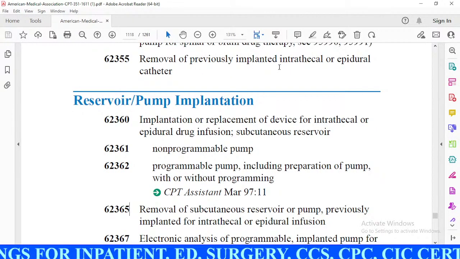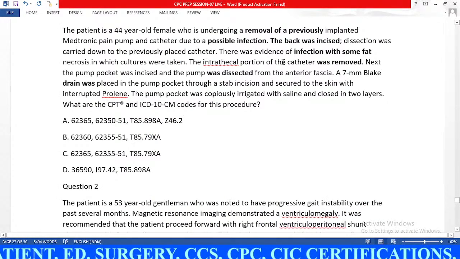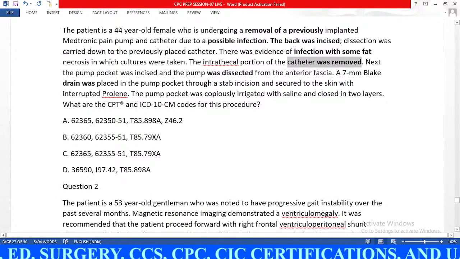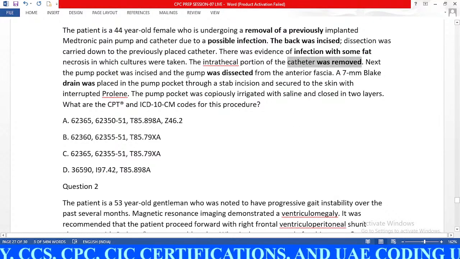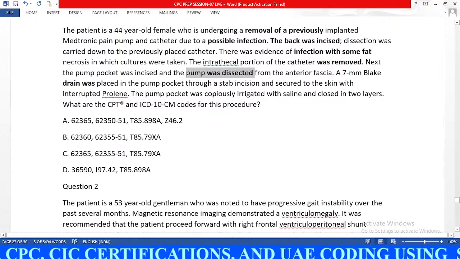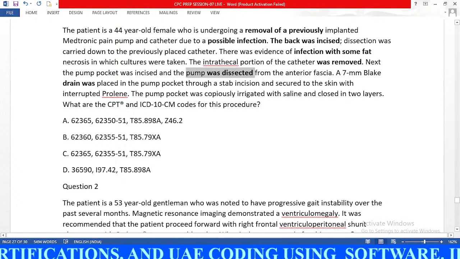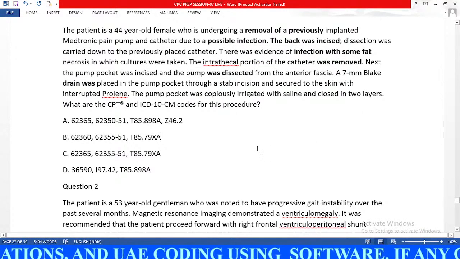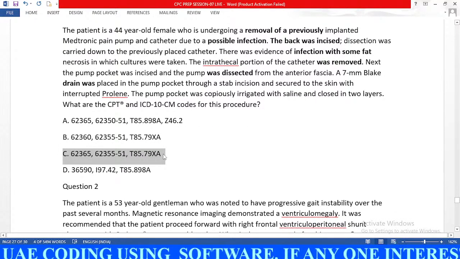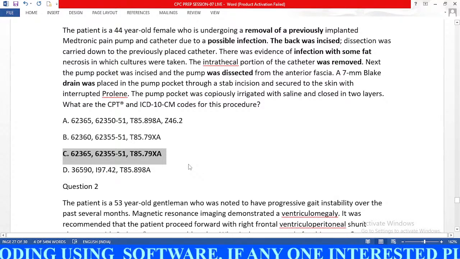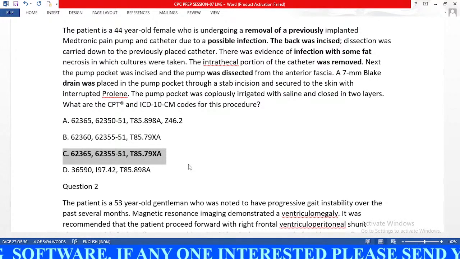This is removal of previously implanted intrathecal or epidural catheter. If you see here, the physician has removed the catheter and also the pump pocket and pump. Dissected, pump was disconnected, means he removed the pump. So based on this report, the physician has removed the pump as well as the catheter. So we need to code 2 codes. Our answer is 62365 as well as 62355. We need to remember that if the physician removes the pump and the catheter, we need to code 2 separate codes.